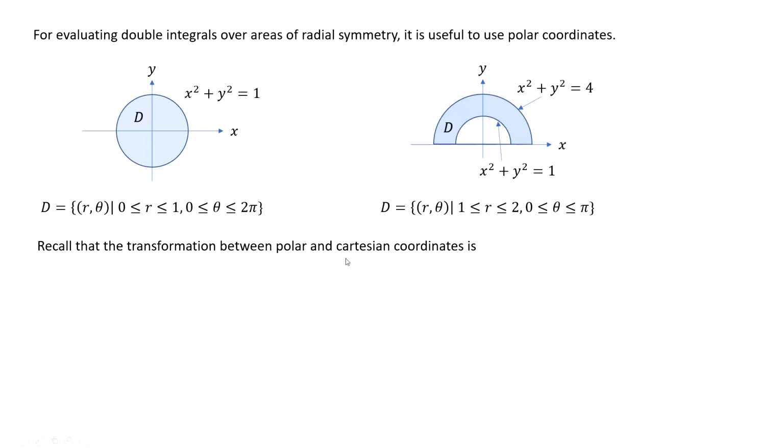Recall the transformation: how do we go from polar to Cartesian? Well, that's given by r squared equals x squared plus y squared, and x equals r cosine theta, y equals r sine theta, and tangent theta is y over x, right? So that's something that you need to recall and keep in mind.